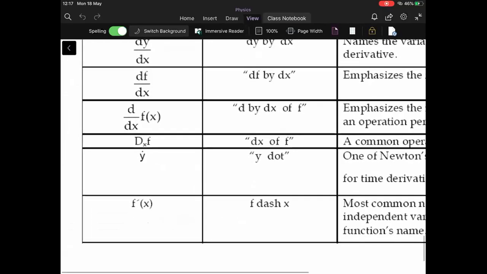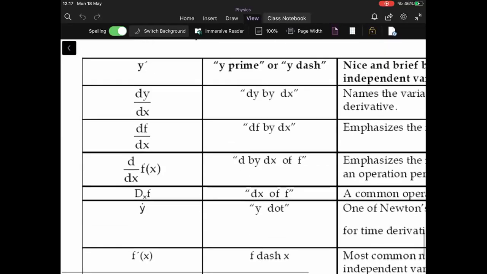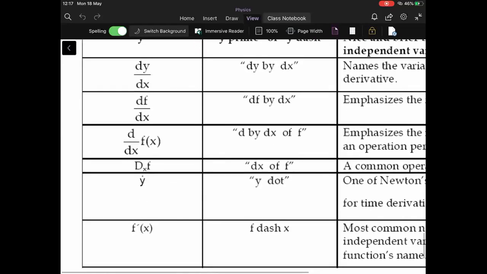and sometimes f dash x. f x is the function, f dash x is its first derivative, f double dash x is if it is differentiated two times. Okay, so these are some of the ways by which you can represent differentiation. Okay, write them.